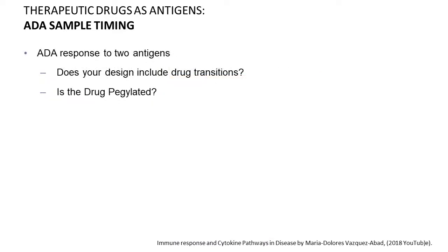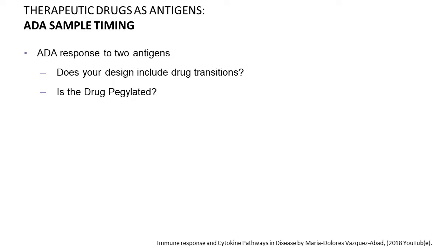So then the other thing you need to consider is anti-drug antibody response to antigens. And so when would you have this condition when you're talking about anti-drug antibodies? Well, does the design of your particular dose schedule include drug transitions? Are you treating a patient with a particular drug, a particular manufacturer, and you're going to change? It's the same drug, but is it now transitioning to a different manufacturer? Or is your drug having a pegylated portion?